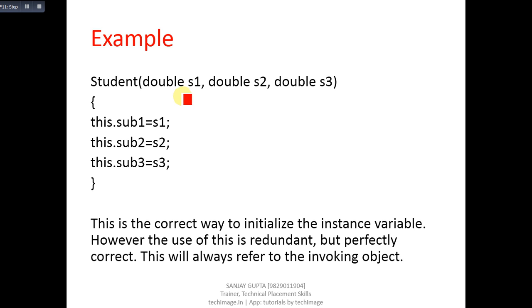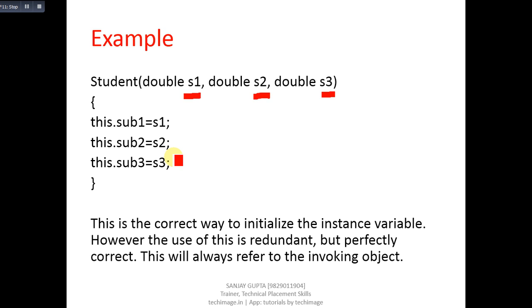three local variables are declared: S1, S2 and S3. These are parameters, and these parameters will be receiving values provided by a function. So S1 is assigned its value into sub1, S2 into sub2 and S3 into sub3, and sub1, sub2 and sub3 are declared with the help of this keyword. So this dot sub1 is receiving S1 and so on.